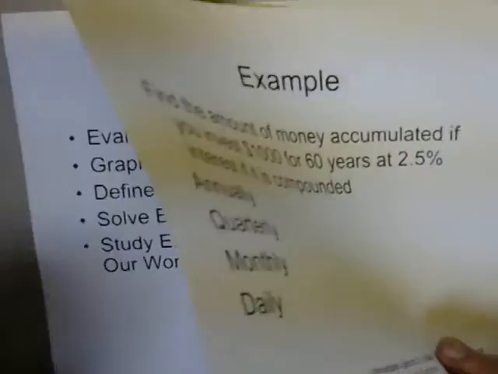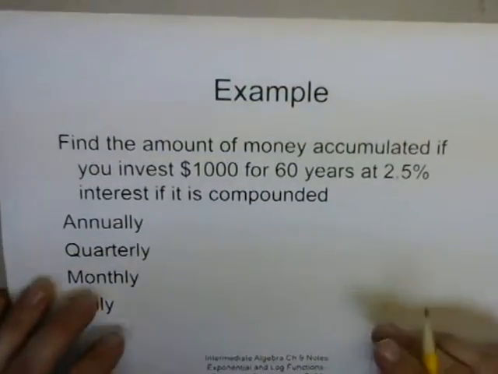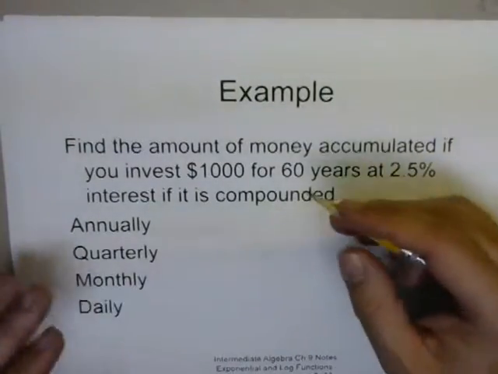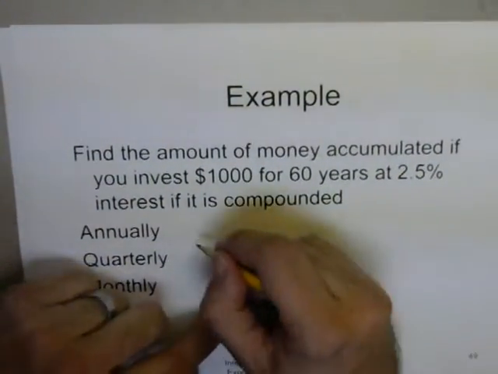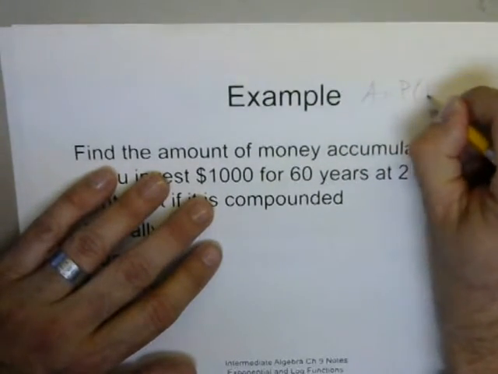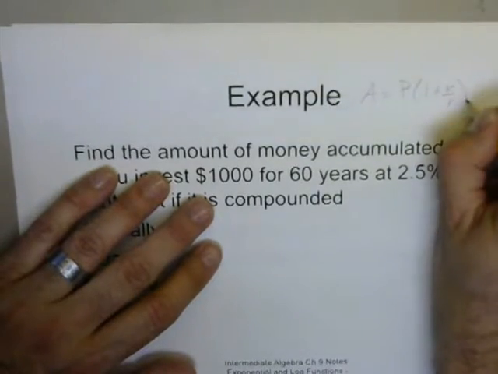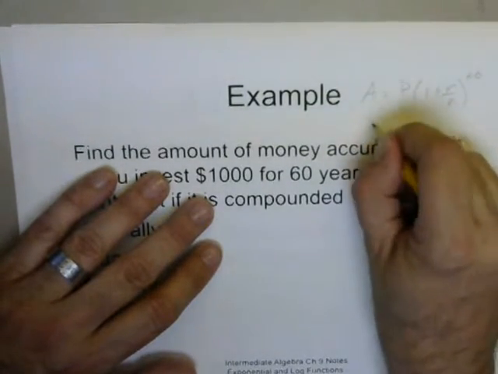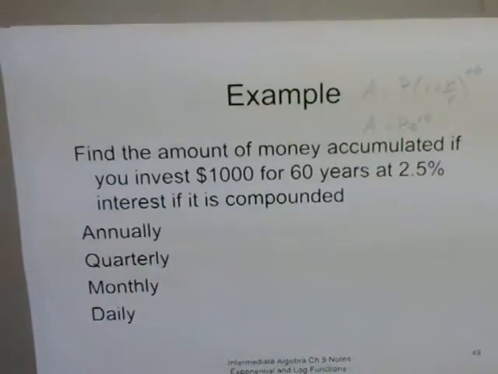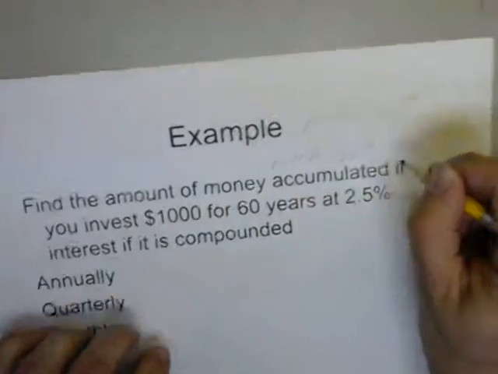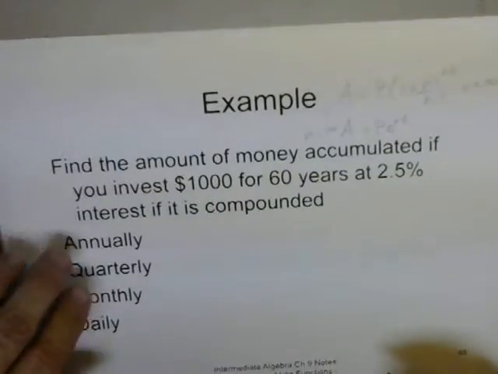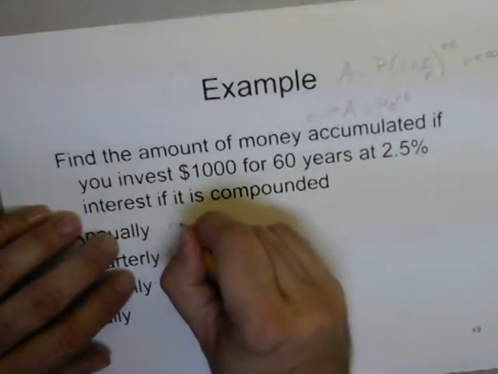So let's say, for example, we want to find the amount of money accumulated at the end of 60 years at 2.5% interest if you start out with $1,000. Let's say we're doing this annually. Remember, the general formula here is A equals P times 1 plus r over n to the nt, at least if n is finite. And if we're doing this continuously, if n is infinite, we would use this equation. So this would be if n is less than infinity, and this would be if n is equal to infinity. Annually would just be once per year, so in that case, n would be 1.